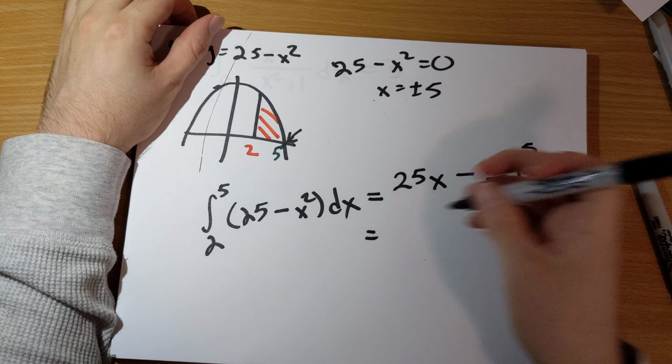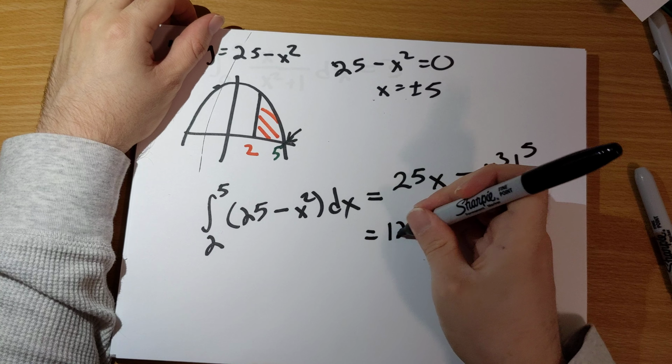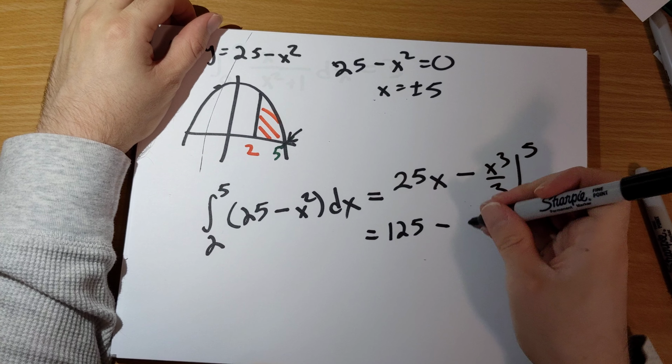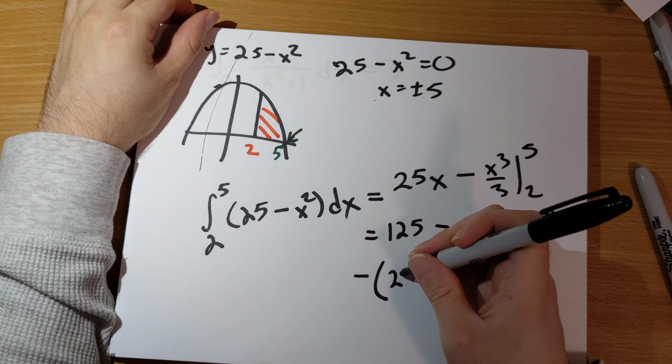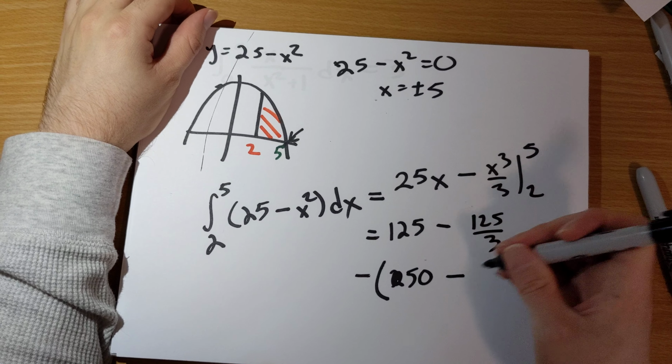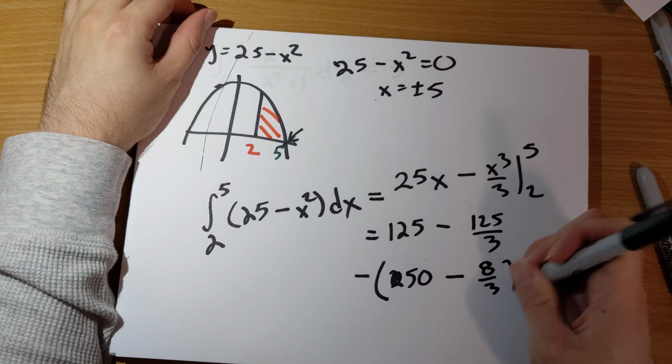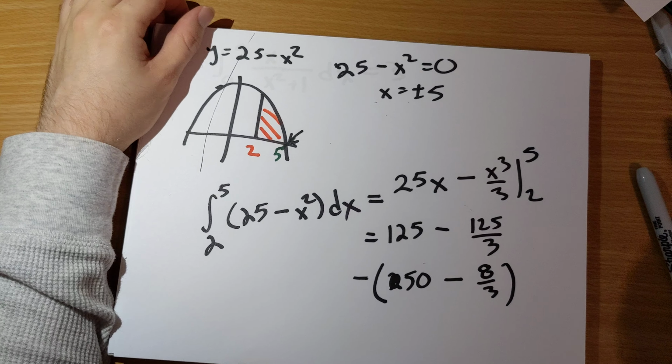When x is 5, we get 125 minus 125 over 3, minus, plug in x is equal to 2, 25 times 2 is 50 minus 8/3 there. And this is a perfectly fine final answer.